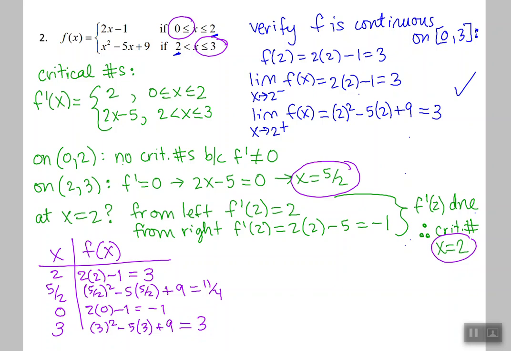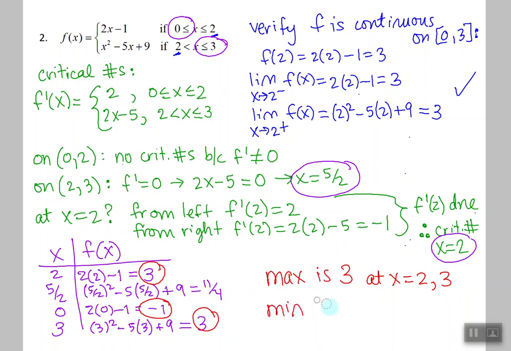So now we're looking for our greatest and least values. It looks like we have a greatest value of 3 that occurs at two different places. So we say our max is 3, and it's located at x equals 2 and x equals 3. Our least value is negative 1. So our min, our absolute minimum, is negative 1, and it's located at that one x value, 0. And there we have it.